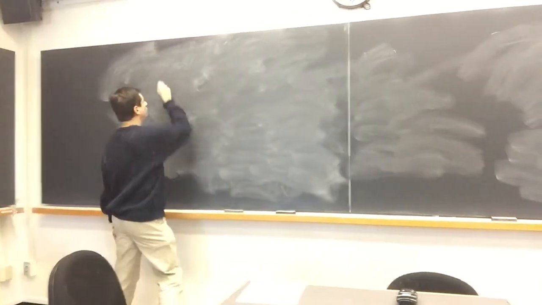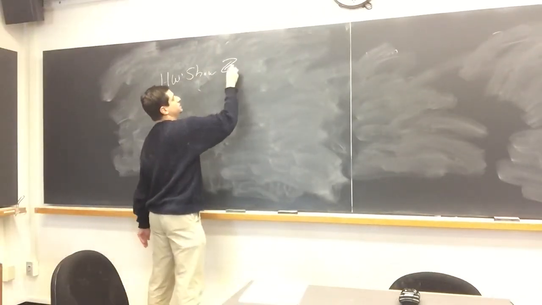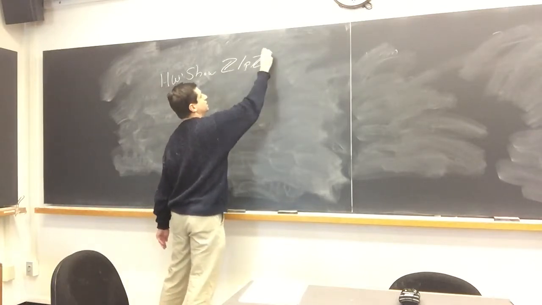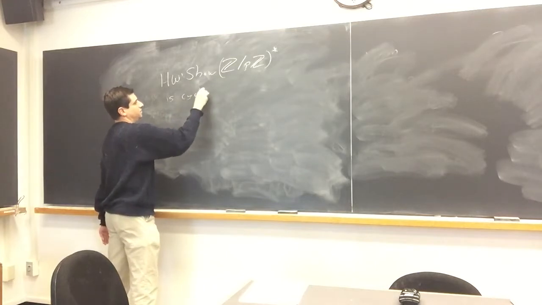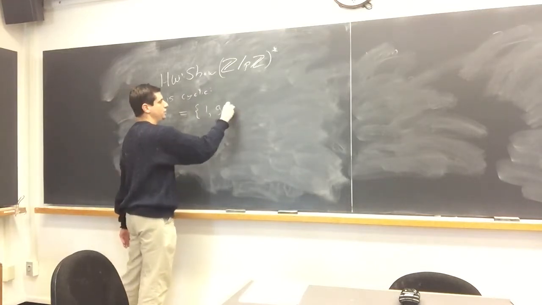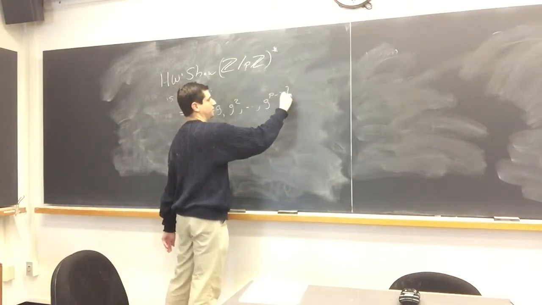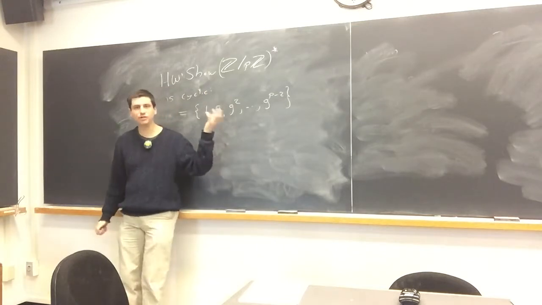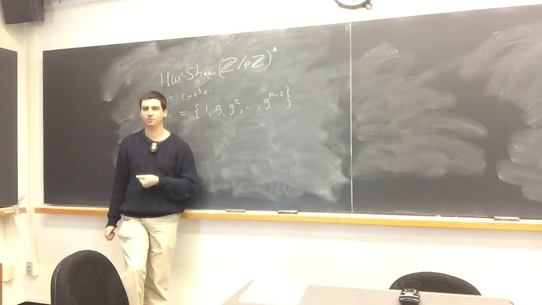So you have a whole string of homeworks that show (Z/pZ)* is cyclic. This means it equals the set {1, g, g squared, ..., g^(p-2)}. So there's some generator g of order p minus 1. And you have a guided series of problems that prove this.